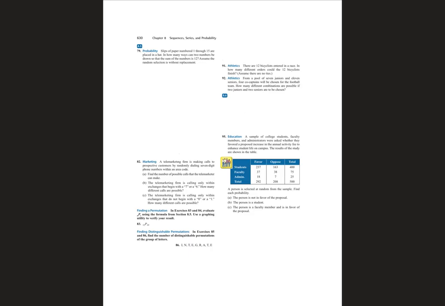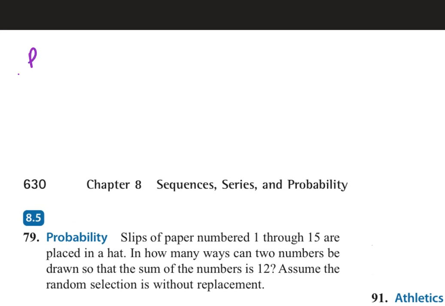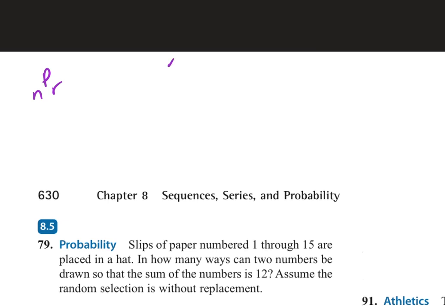And then 8.5 started your probability. So you needed to know nPr. You needed to know permutations would be like a factorial. You need to know the difference between a permutation and a combination. Remember, permutation, the order matters. Combination, it does not. And you need to know the difference between your and your or statements.